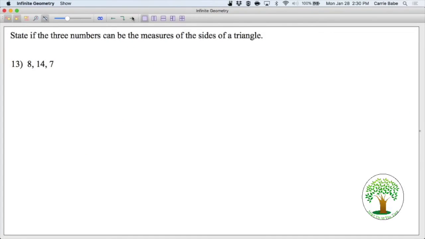All right, number 13, we're going to add those two short ones to see if they are greater than the largest one. We're going to do that because we're going to see if this even makes a triangle altogether. So we're going to take this 8 and the 7, add them together, and I get 15. 15 is greater than 14, so yes, this does make a triangle. This is review. We have done this in the past.